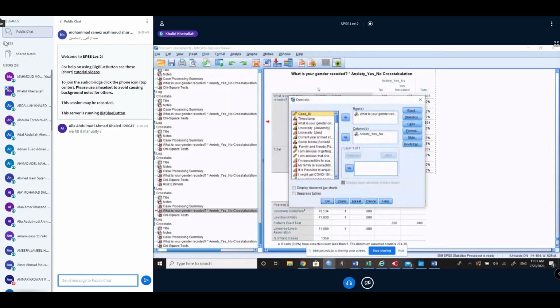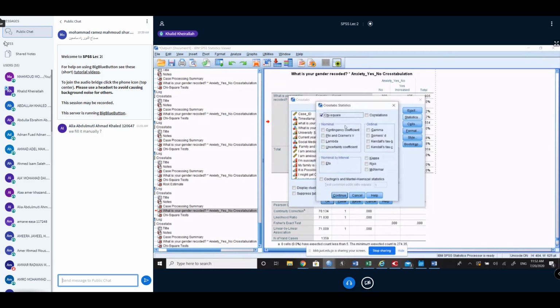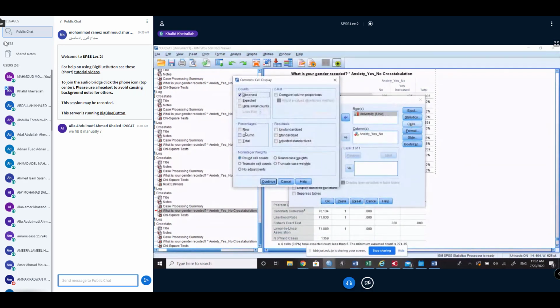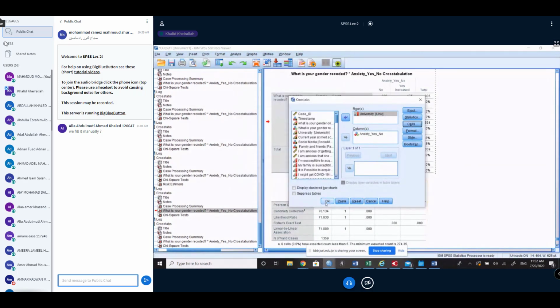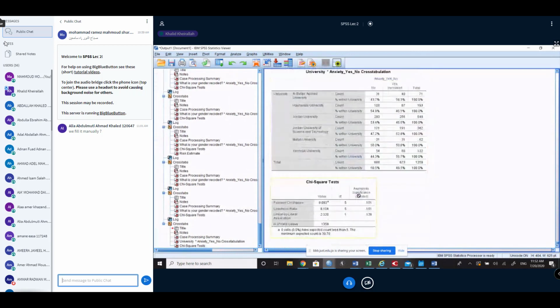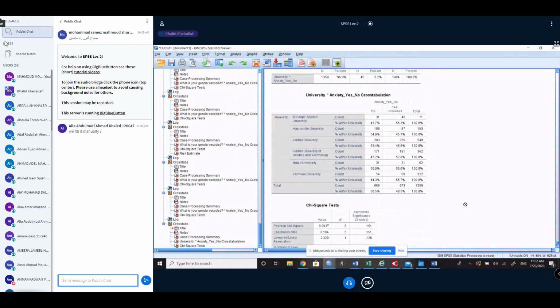Cross tab. So instead of the gender, let's do it by university. Statistics, chi-square. So we assess the level of anxiety not by gender but by university level.